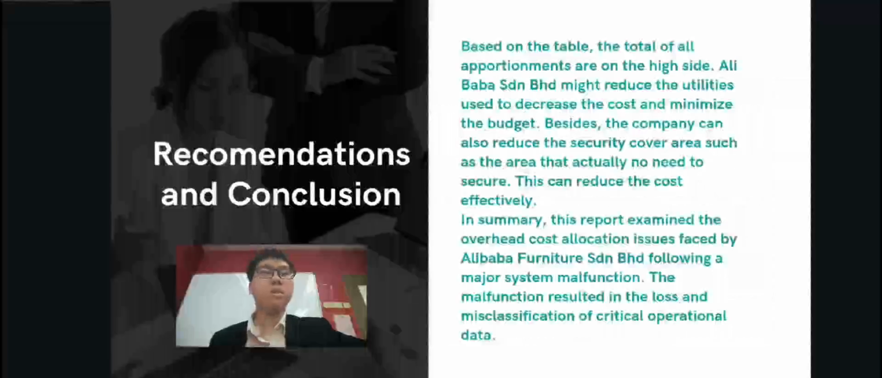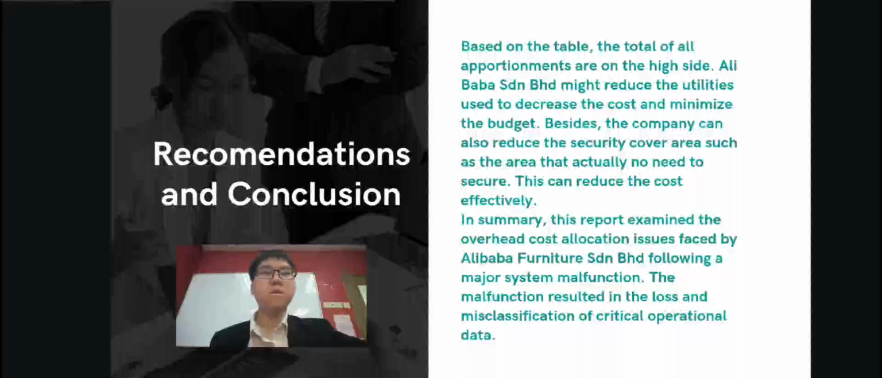So for the recommendation, based on the table, we can see the total of all apportionments are on the high side. So Alibaba Sdn Bhd might reduce the utilities used to decrease the cost and minimize the budget. Besides, the company also can reduce the security cover area, such as the area that actually no need to secure. So this can reduce the cost effectively.